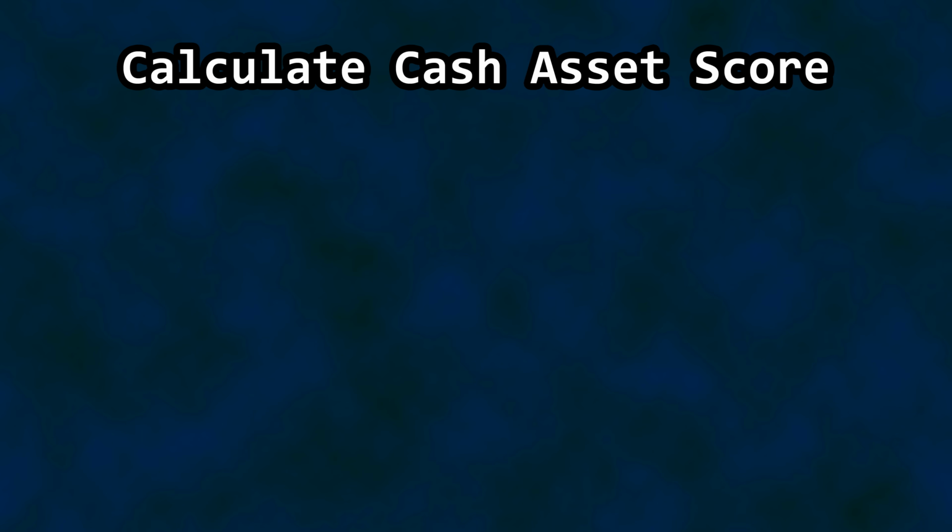Okay, let's say a player has this much cash. In order to find their cash asset score, we want to take 5% of this cash value and cap the result at $255. How would you do that in code?